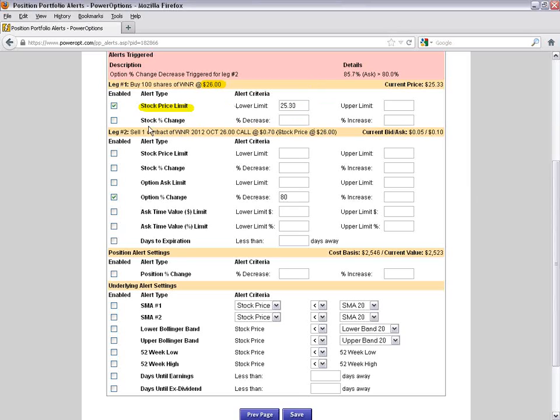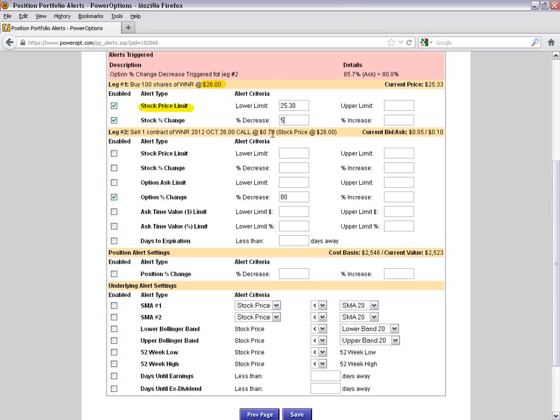Or I could do a percentage. I want to be notified if the stock drops by more than 5%. Upper limit, the max return we could make on this position, we sold the 26 call for 70 cents. So max we could make is 26.70, of course, at expiration when we get assigned.